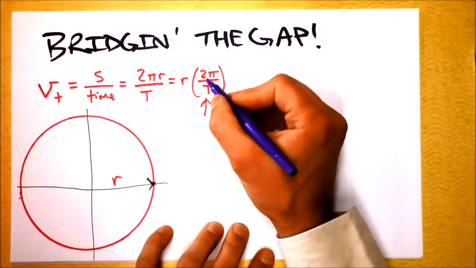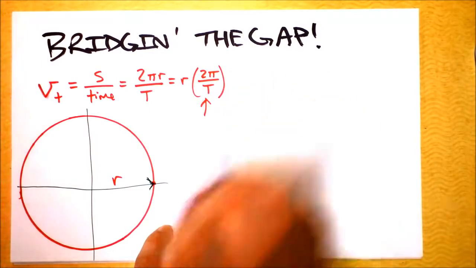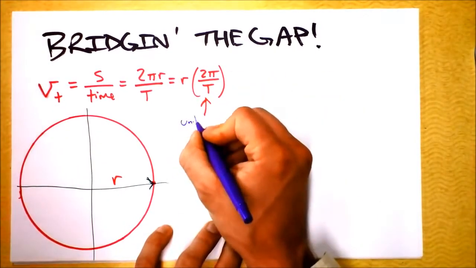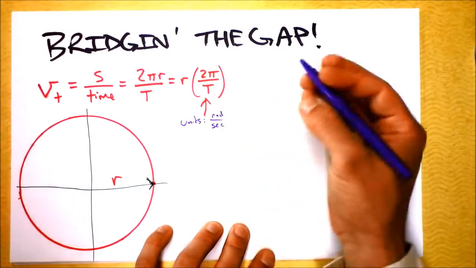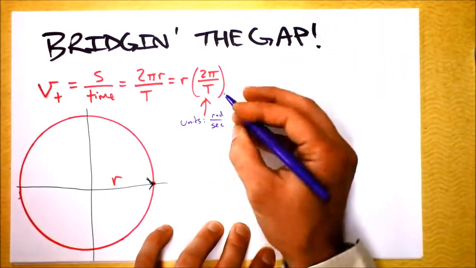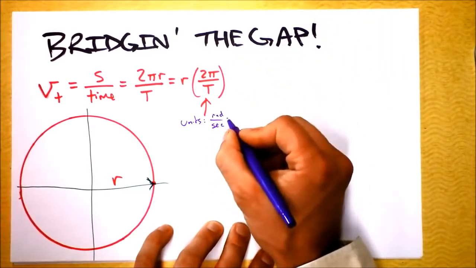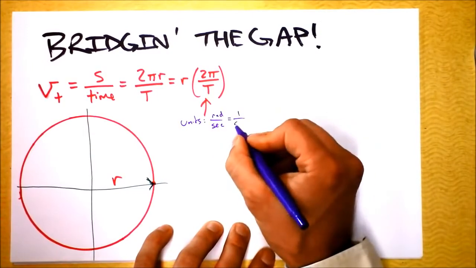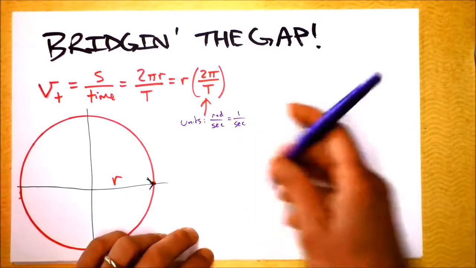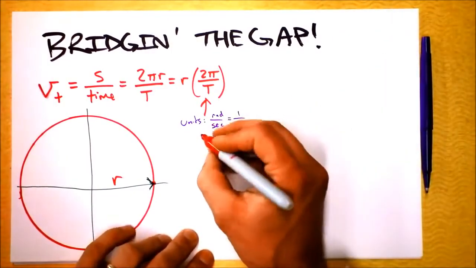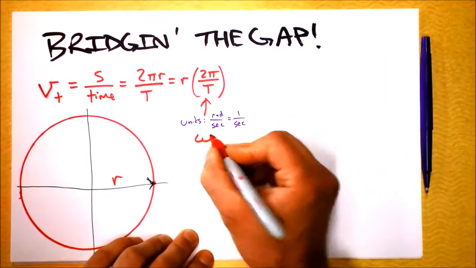Let's see, it has units of 1 over seconds, or maybe it has units of radians over seconds, because 2 pi really does look like radians. But remember, these radians are kind of like phantom units. They go away and they come back, etc. So this is units of 1 over seconds. And it is, in fact, the same thing as omega.